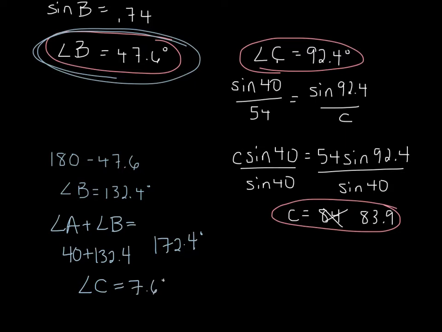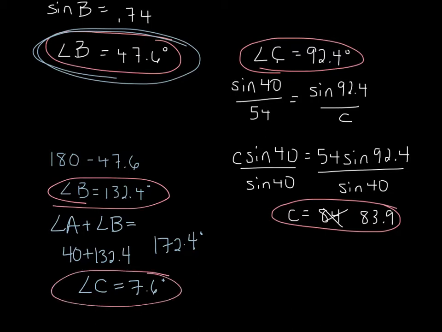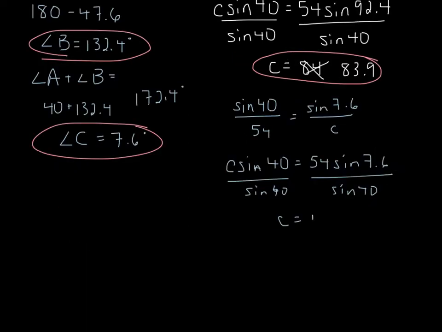So now I've solved for a second angle B and a second angle C. The only thing I haven't solved for is a second side C. Just like I did for my first pair of information, I'm going to go back to my original given information, and I'm going to use a sine of 40, which was angle A, over 54, which was side A, is equal to sine of 7.6, which is angle C, over side C. Then I'm going to cross multiply. So when I go ahead and type this in, I get that side C is equal to 11.1.